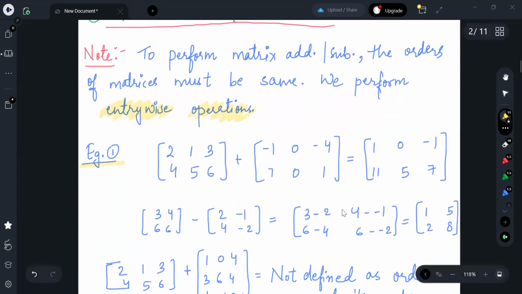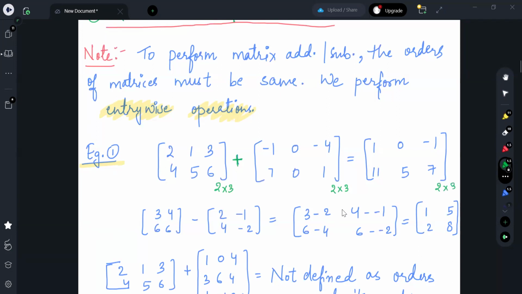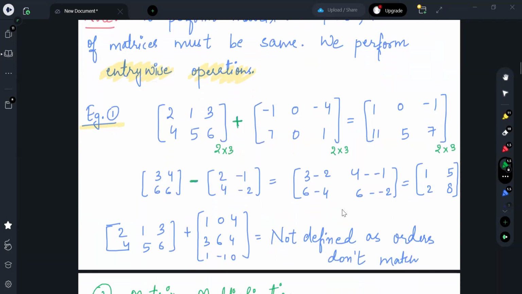I have 2 matrices. Notice one thing. This is a matrix of order 2 by 3, another matrix of order 2 by 3, and I'm adding the 2 matrices. So I add each corresponding entry, and the resultant matrix is also going to be a matrix of order 2 by 3. We can similarly do the subtraction as well.